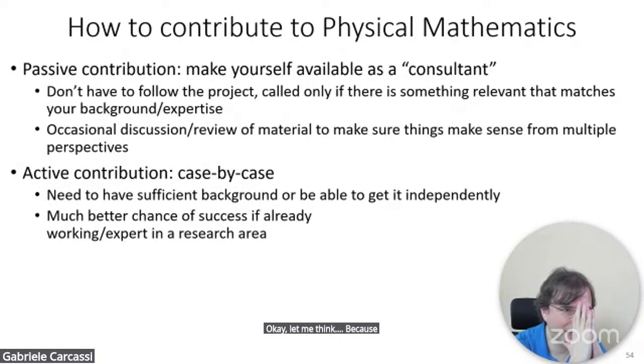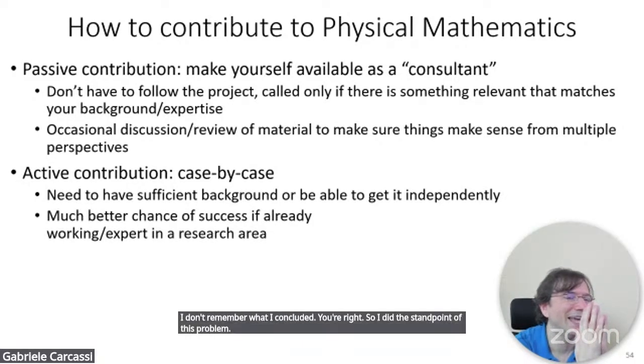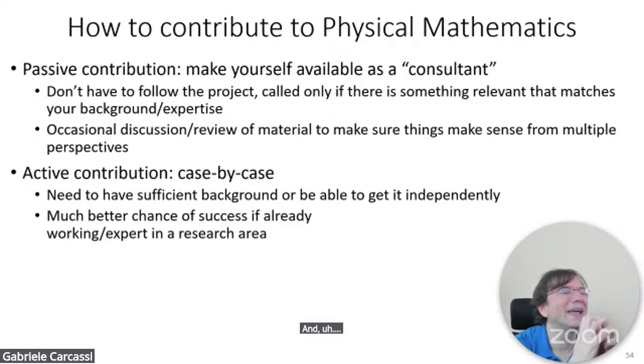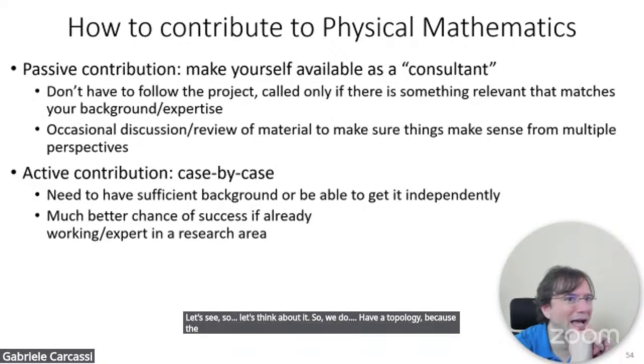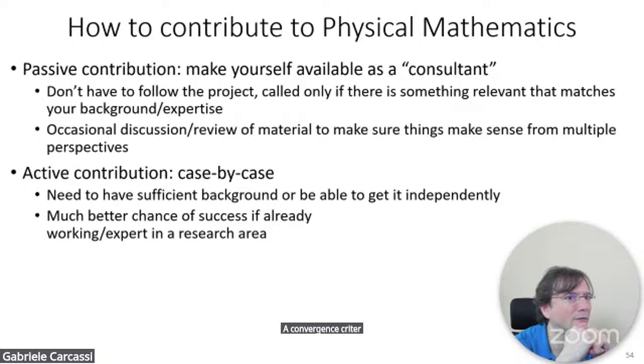I stumbled upon this, but I don't remember what I concluded. You're right. So I did stumble into this problem, and so the answer was that, let's see. So let's think about it. We do have a topology, because the topology comes from experimental verifiability. So we are going to have a convergence criteria for the topology.